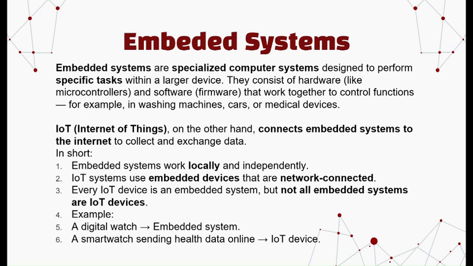IoT, on the other hand, connects embedded systems to the internet to collect and exchange data. In short, embedded systems work locally and independently. IoT systems use embedded devices that are network connected. Every IoT device is an embedded system, but not all embedded systems are IoT devices. Example, a digital watch is an embedded system. A smartwatch sending health data online is an IoT device.